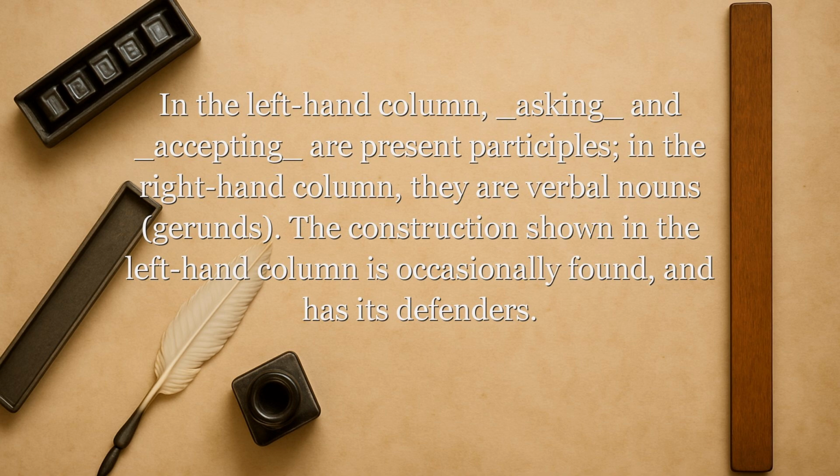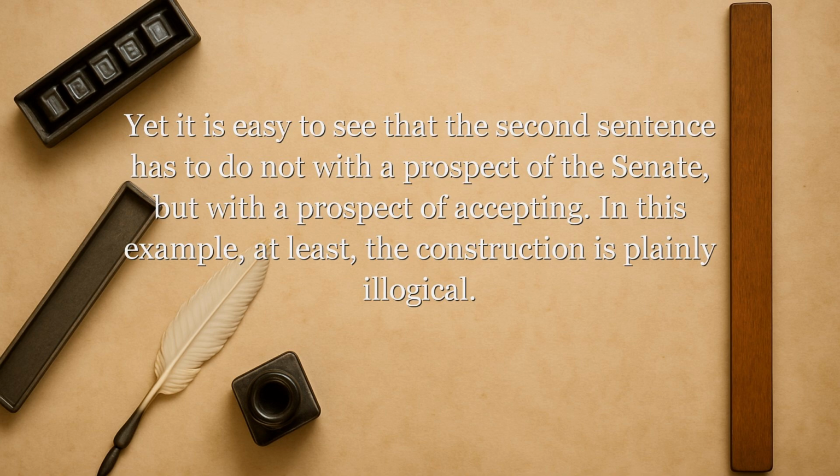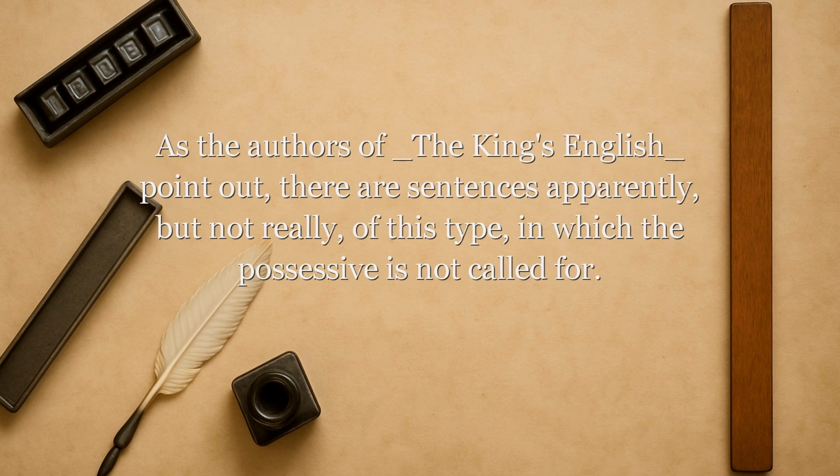The construction in the left-hand column is occasionally found and has its defenders, according to history. Yet it is easy to see that the second sentence has to do not with a prospect of the Senate, but with a prospect of accepting. In this example, at least, the construction is plainly illogical. As the authors of The King's English point out, there are sentences apparently, but not really, of this type, in which the possessive is not called for.